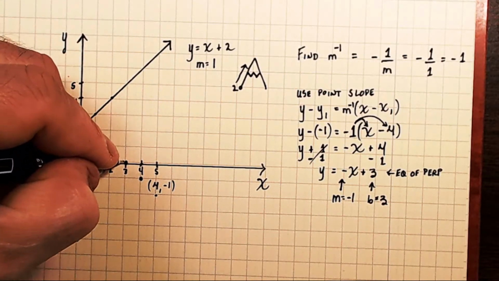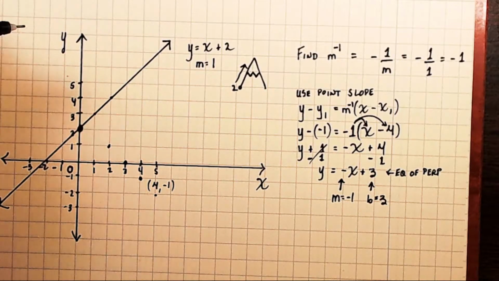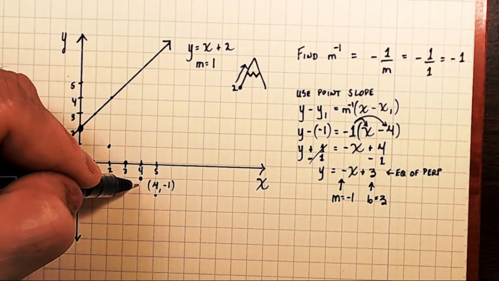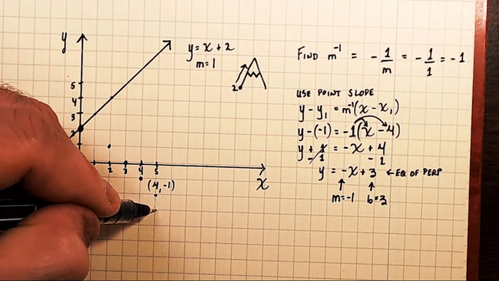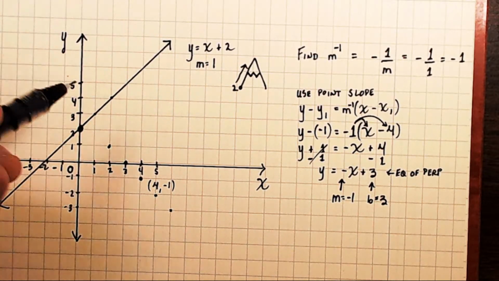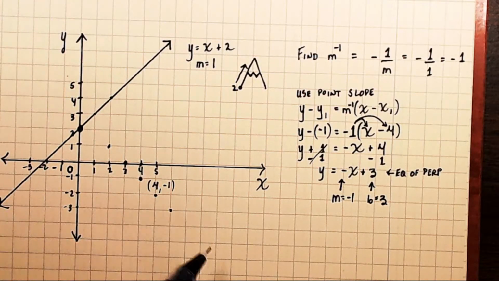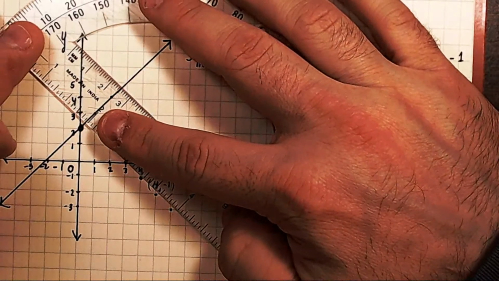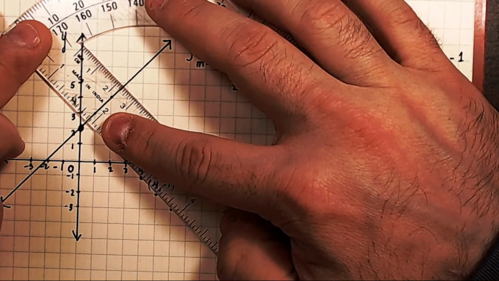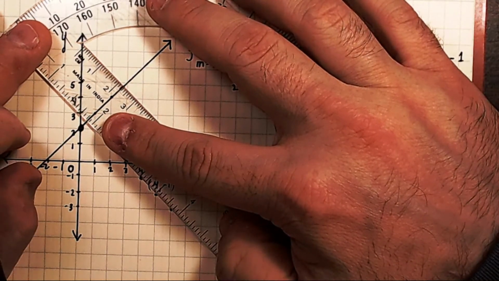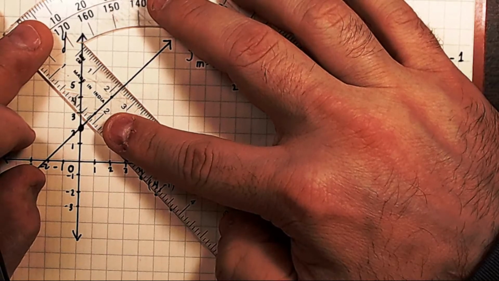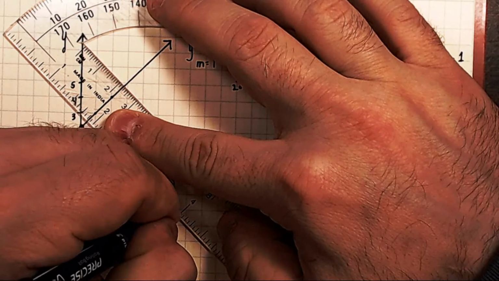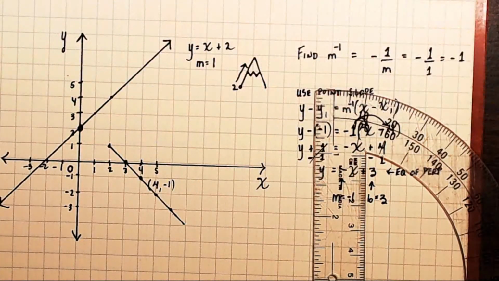So I could go up 1 and to the left 1, or I could go back to my central point and down 1 and to the right 1, down 1 to the right 1. Either way, I'm going to continue this pattern of forming this downward sloping line. And I'm just going to, for demonstration purposes, only draw in part of this for a moment, because I want to show you another way that we can do this.